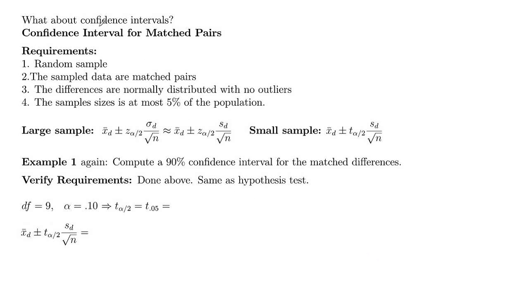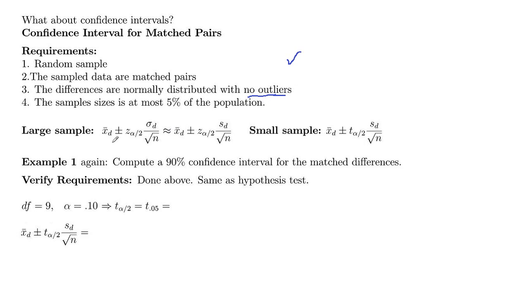All right, what about confidence intervals here for matched pairs? Well, requirements are all the same. We already checked all of those. Everything was okay except it looked like there was one outlier in the data values.